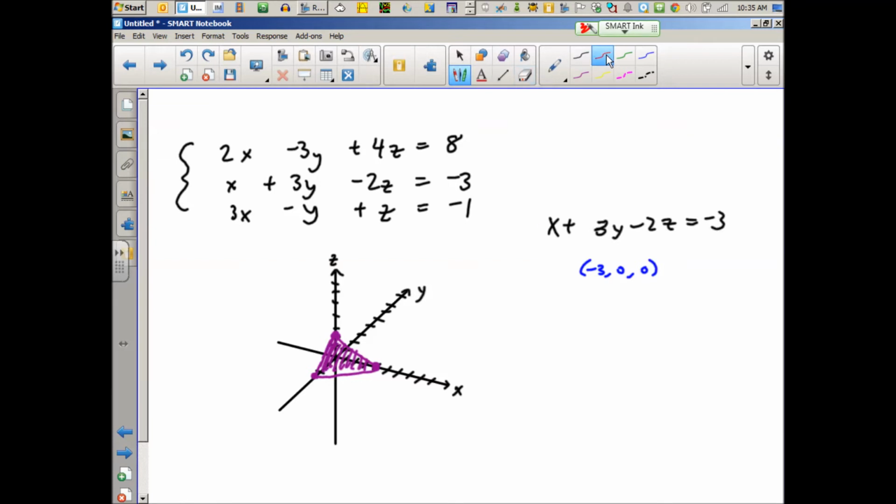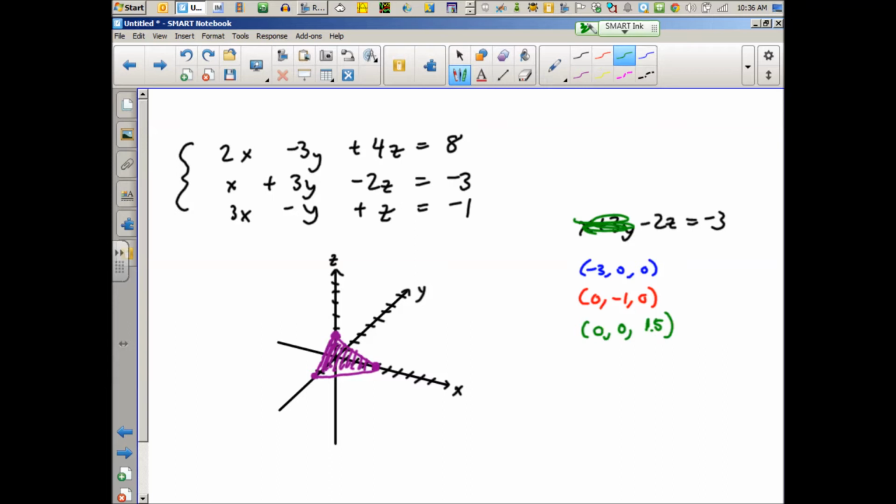Let's make x and z 0. Looks like y is negative 1. All right. Let's make x and y 0. No, z is 1.5. You know I like decimals with plotting, right? Okay. 0, 0, 1.5. All right, let's plot those guys.